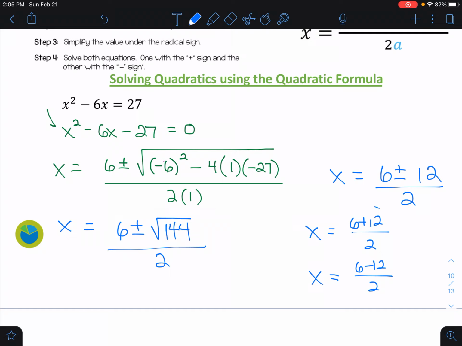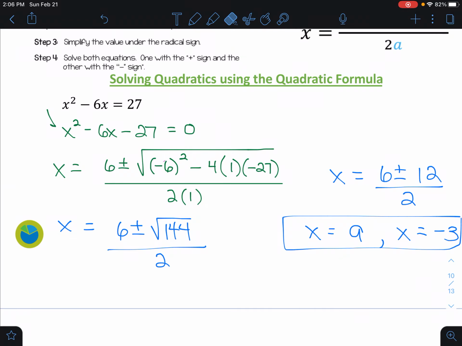So make sure you simplify the top first, then divide it by 2. So that would be 18 divided by 2, which is going to give me 9. Okay, so this is 9. And then my other answer is going to be 6 minus 12 is negative 6, divided by 2 is negative 3. So these are my two answers.